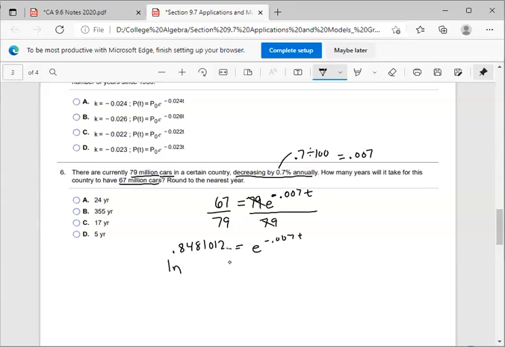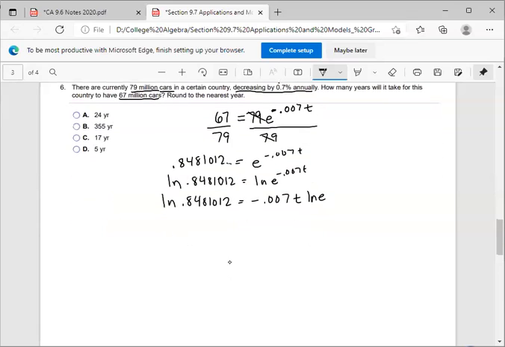Okay, we need to take our natural log of both sides so that we can get our exponent down. That t can't be up there in the air. So the natural log of 0.8481012 is equal to negative 0.007t, because I can use that power property to move that down. We know we want the answer to be t. That's the only variable left. So we want to divide by everything else. We're going to divide by the negative 0.007 and by the natural log of e.